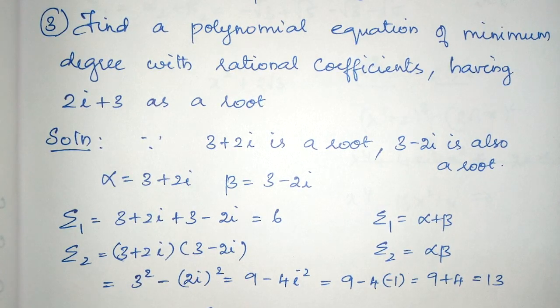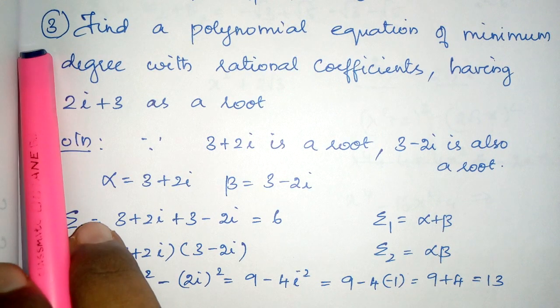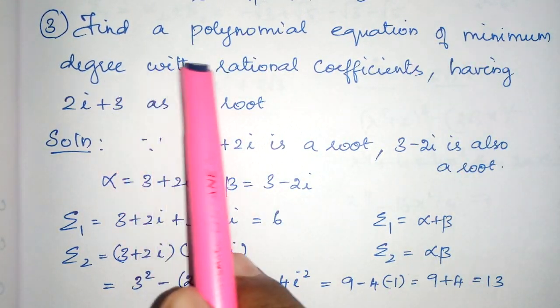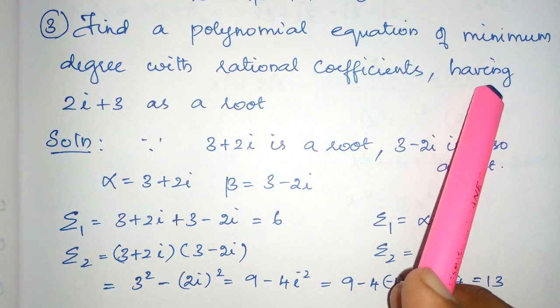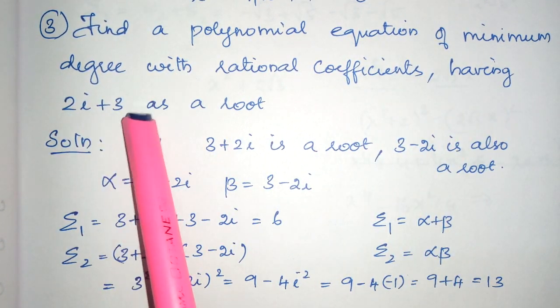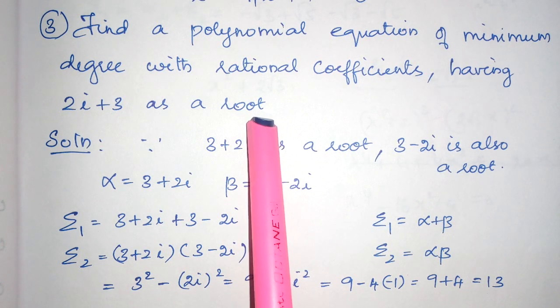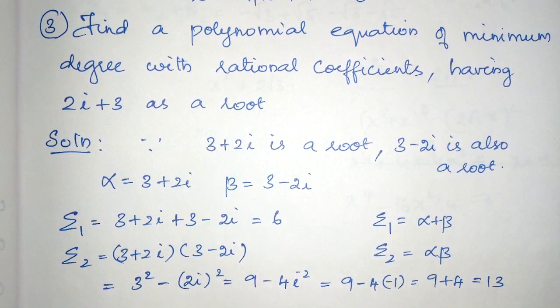Now exercise 3.2, question number 3. Find a polynomial equation of minimum degree with rational coefficients having 2i plus 3 as a root. Now we are going to see a theorem, then we are going to solve this problem.